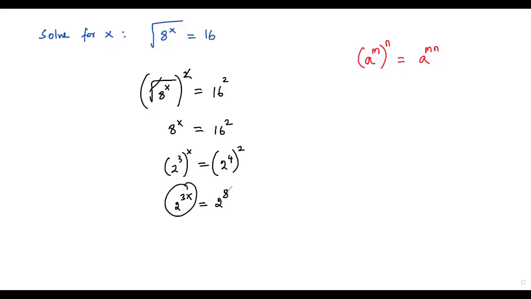Here the two terms are equal with the same base. Whenever two terms are equal with the same base, we can equate the exponents. Then I'm getting 3x equals 8. When I equate the exponents, I'm getting 3x equals 8.